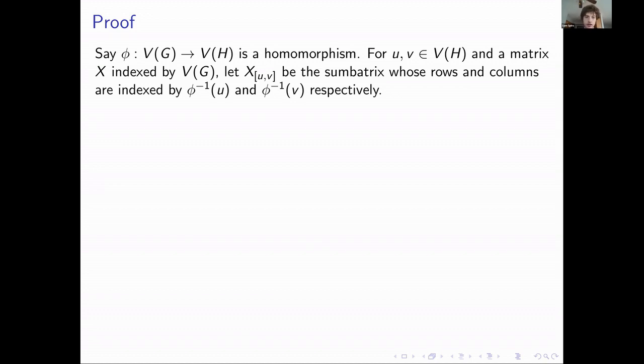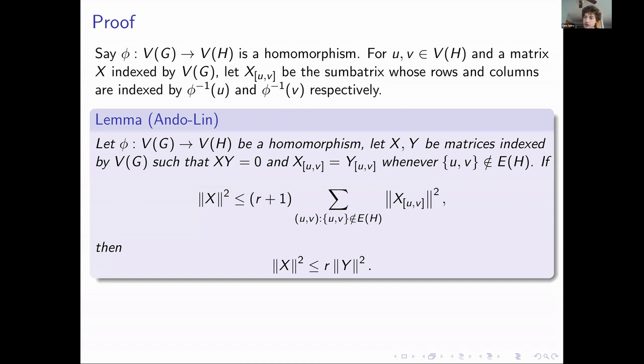And now with this in mind, the main technical result that Ando and Lin proved, which we'll go through slowly, is the following. Say we have some homomorphism from G to H, and let's say we have two matrices X and Y, which satisfy the two key properties. The first is that their product is 0, and the second is that their UV blocks are equal to each other whenever UV is not an edge.